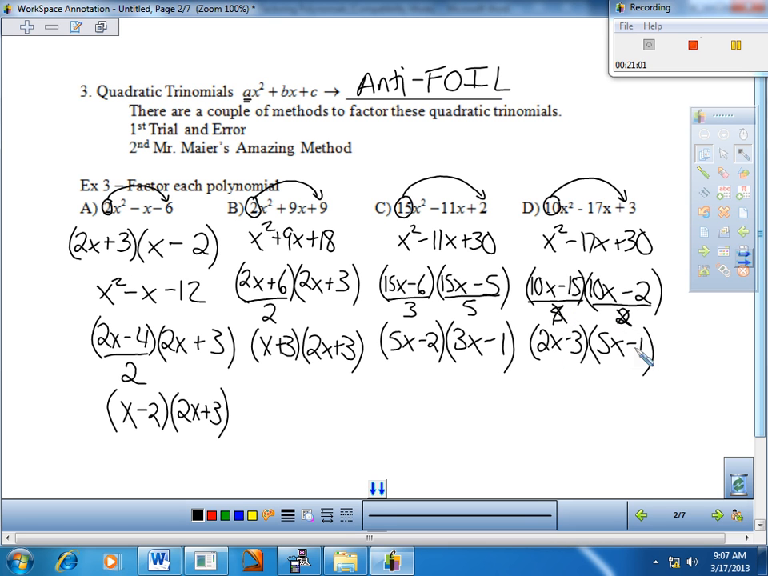And now I've got these. Again, always check. It's so easy to know if you got something right. FOIL that out. If you get this, you did it correct. Okay, so those nice quadratic trinomials. Some good stuff with that. Let's move forward.